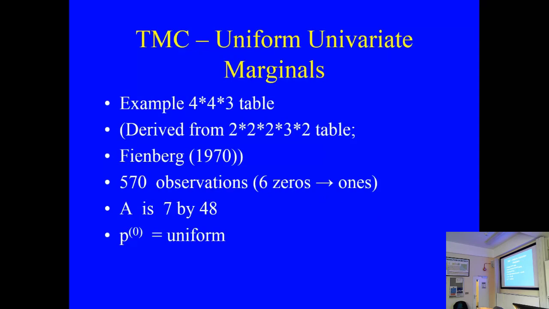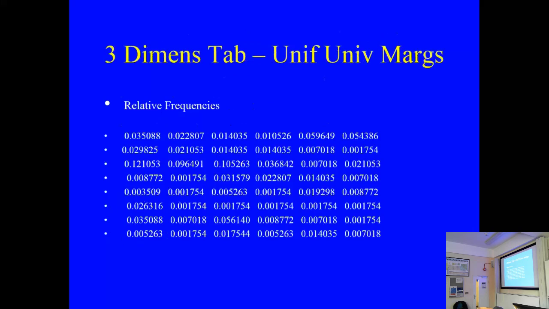I concocted an example from an example of Weinberg. He had a 2 by 2 by 2 by 3 by 2 table, and I reduced it to a 4 by 4 by 3 table. And I had to change some observations: some counts were 0, so to avoid problems, I changed them to 1s. The matrix A is a 7 by 48 one, and again, a uniform marginal will satisfy the constraints. And here are the relative frequencies.